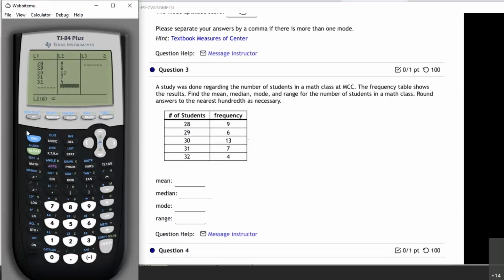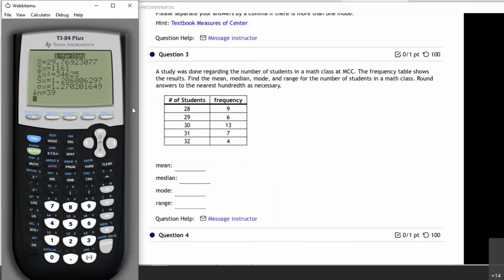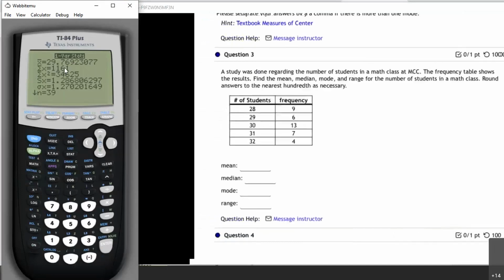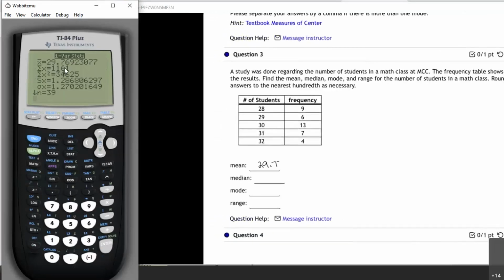Check that they match. Go into stat calc, 1 variable statistics. It's already set up to use a frequency list, so all I have to do is hit calculate. It says up here to round to the nearest hundredth, so my mean is going to be rounded to 29.77. If I go down to my median, that's 30 on the nose. No need to round that any further.